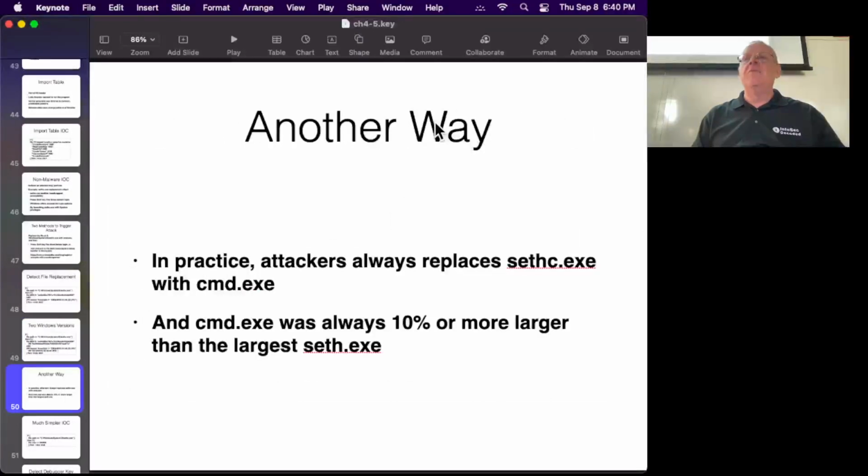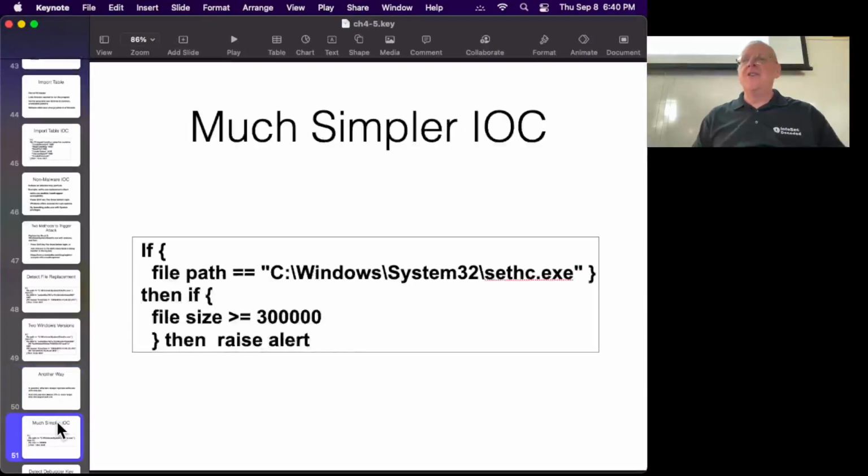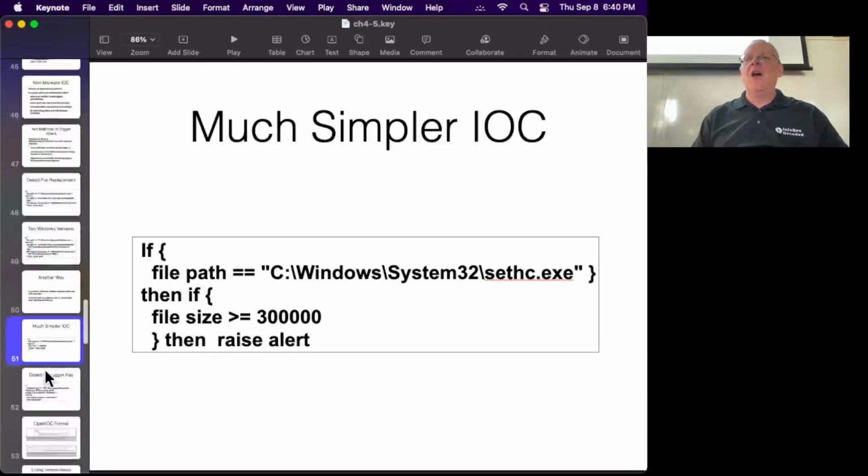So another way to do it would be to look for a more simple general solution. One thing is, in practice, they replace it with CMD, and CMD is always bigger than sethc. So all you've got to do is see if the file there is bigger than it ought to be, then raise an alert. That's a whole lot simpler, a whole lot faster to run, a whole lot more likely to work.